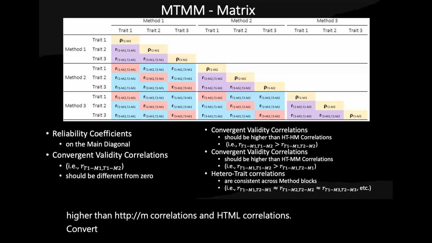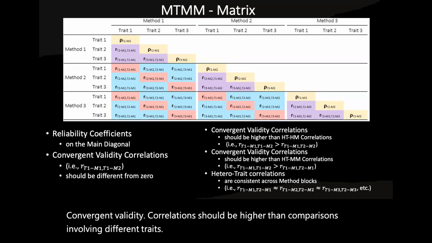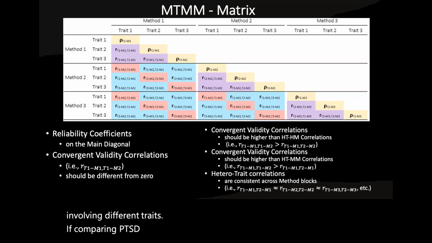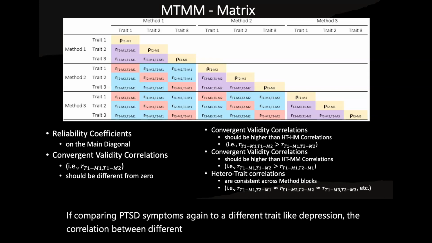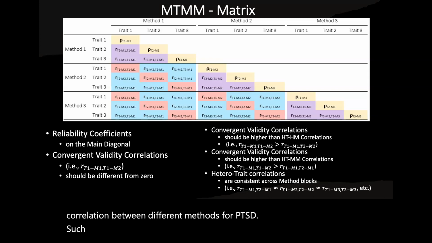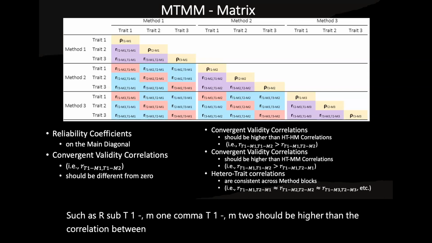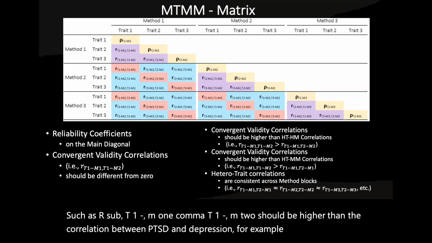Convergent validity correlations should be higher than comparisons involving different traits. If comparing PTSD symptoms again to a different trait, like depression, the correlation between different methods for PTSD, such as R sub T1-M1, comma, T1-M2, should be higher than the correlation between PTSD and depression. For example, R sub T1-M1, comma, T2-M2.